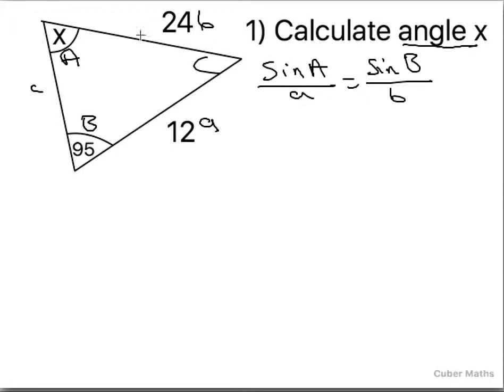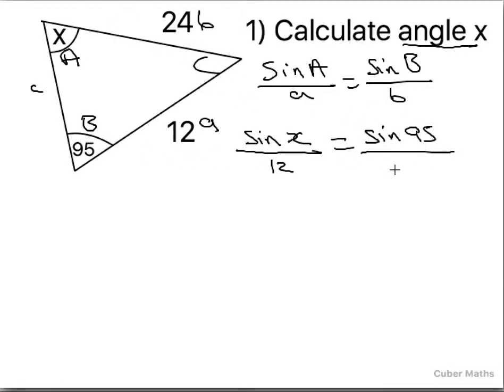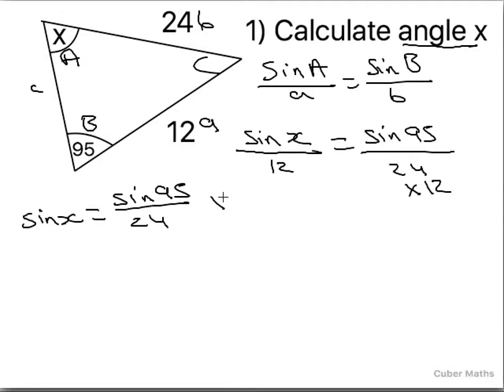Now if we put that back into our equation, angle A is x. So if we put that on the top, sine x, because that's all we do, substitute it in, divided by lowercase a, which we've labelled as 12, is equal to sine b, and we've labelled 95 as B, divided by lowercase b, which is 24. Now if we rearrange that to get sine x on its own, all we need to do is times by 12. So if we times that by 12, we're going to be left with sine x is equal to sine 95 over 24 times by 12.